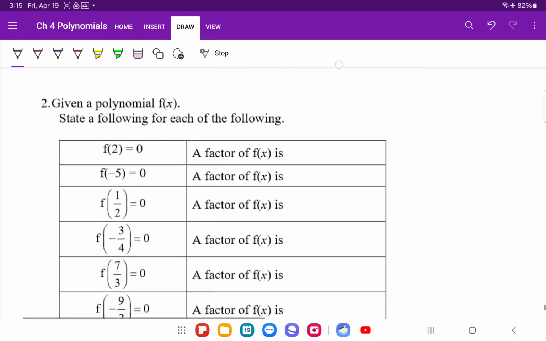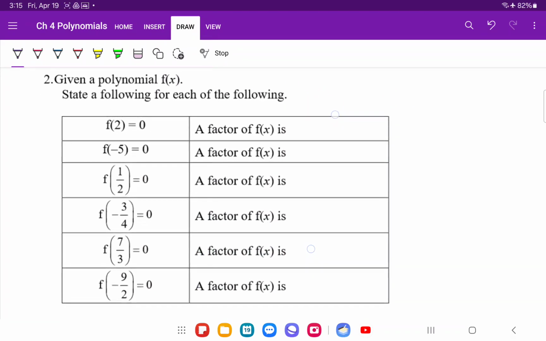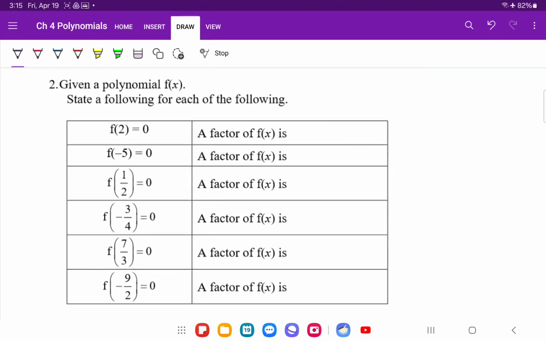Okay, the next do now activity is this one. This is directly related to today's lesson. Given a polynomial f(x), state a following, okay, there's a missing word here, factor for each of the following. Okay, so I need you to fill in the blanks for the yellow color part. You can pause the video now, work on it. When you're ready, resume, and let's look at the factors in a while.